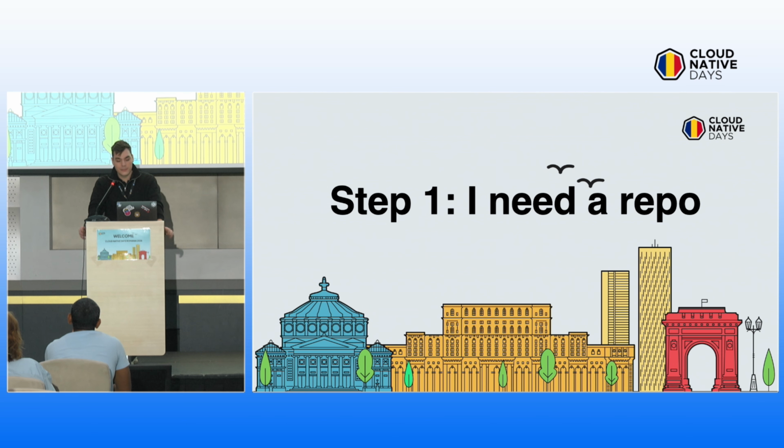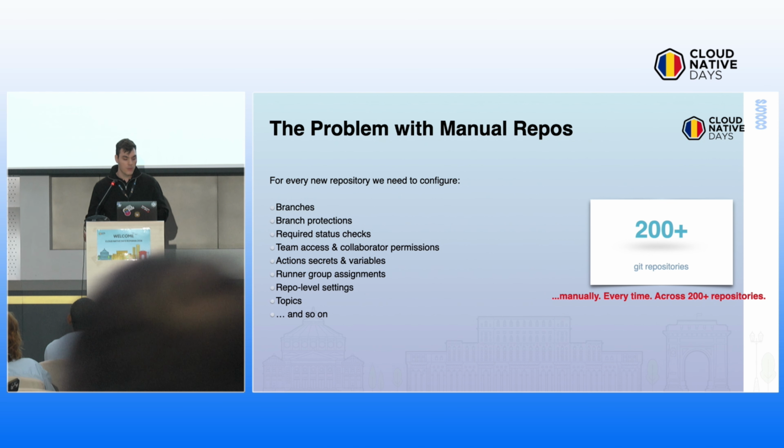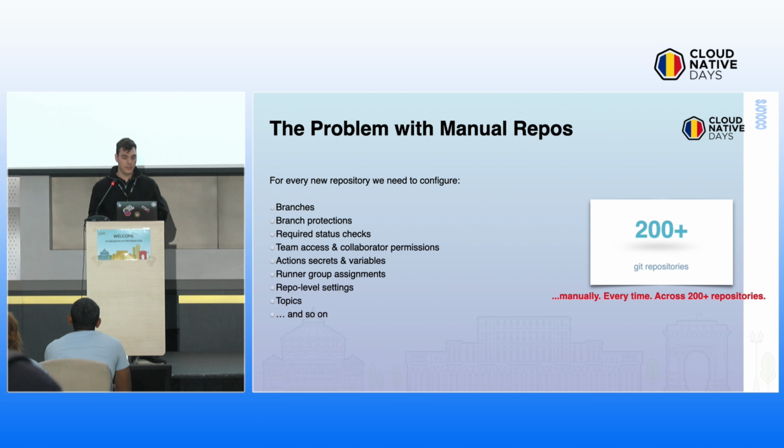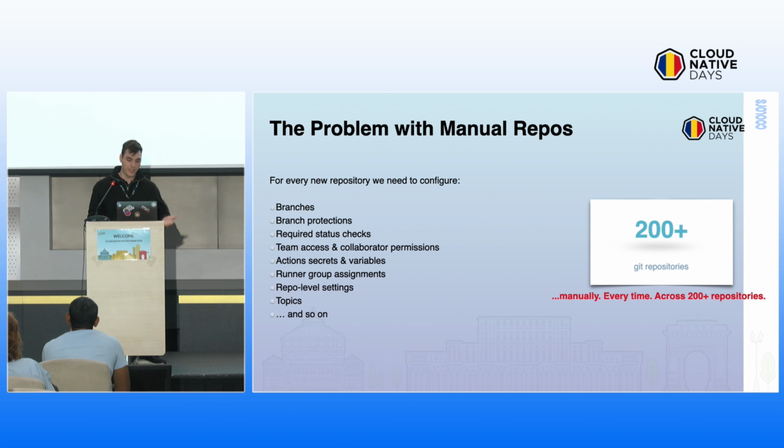I got a use case from business, and I need to make an application for it. Cool. One of the first things that I need to do is to create a repository for that. But there are problems with making repositories manually. For every new repository that we create, we need to set up branches, branch protections, required status checks, team access, collaborators, permissions, action secrets, variables, runner group assignments, repo level settings, topics, and so on and so forth. And it's quite a bit.